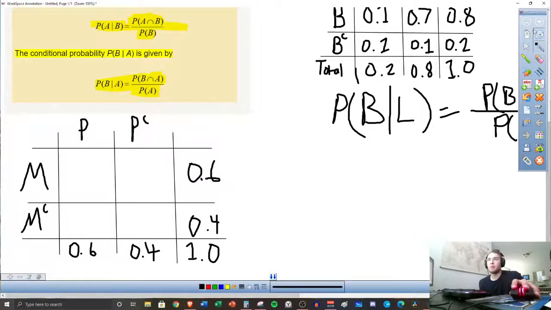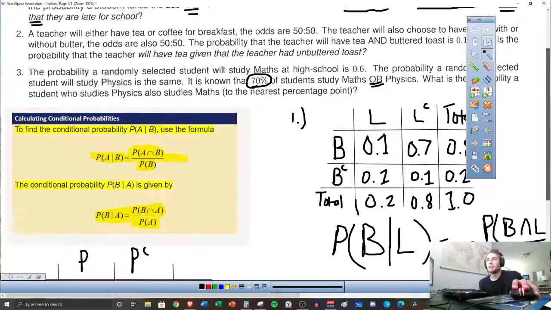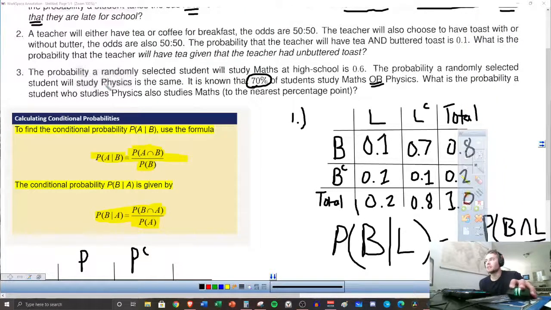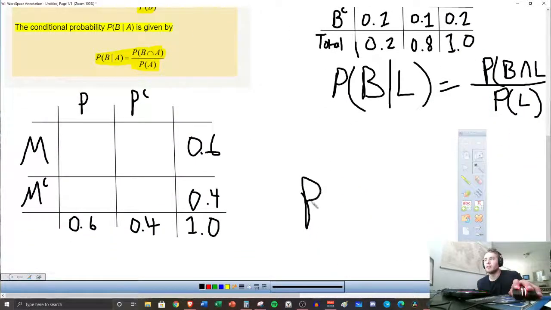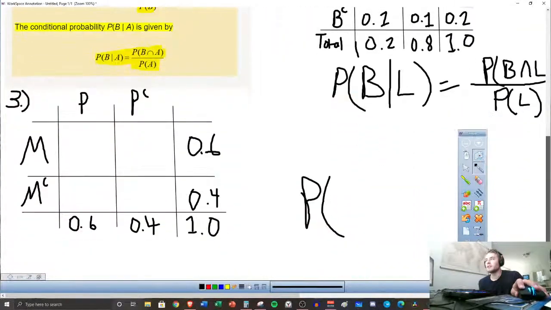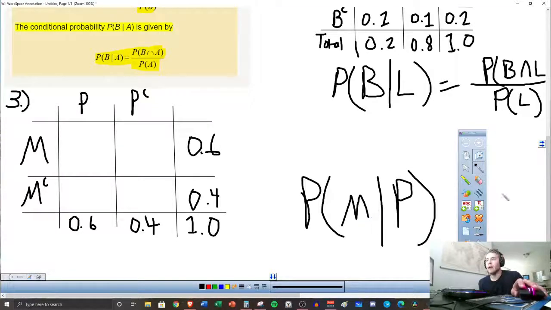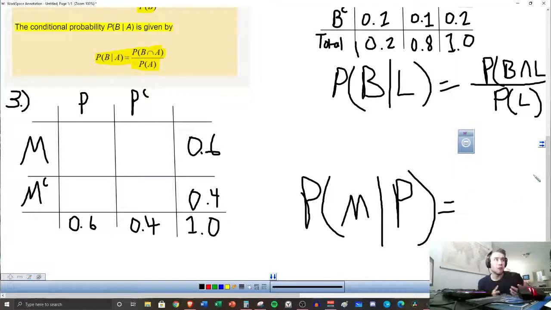I will set up the question for you here, which is, what is the probability that a student who studies physics, so here we also see a different language. It's no longer saying given that, it's saying who studies physics. That is another way of phrasing given that right there. Also studies maths to the nearest percent. So we want probability, and this is number 3, by the way. Somebody who studies, we know that they study physics. So given that they study physics, what's the probability that they also study maths? Use the formula to help you on that.